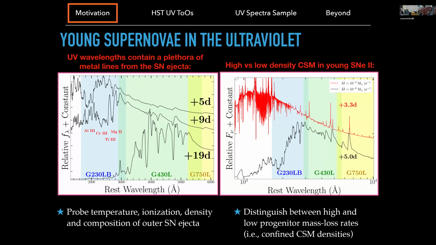And also just to show the difference between an object with a lot of circumstellar interaction and a red supergiant exploding into a relatively clean environment, the difference is pretty stark. So just even having a supernova spectrum to confirm that difference is really imperative.